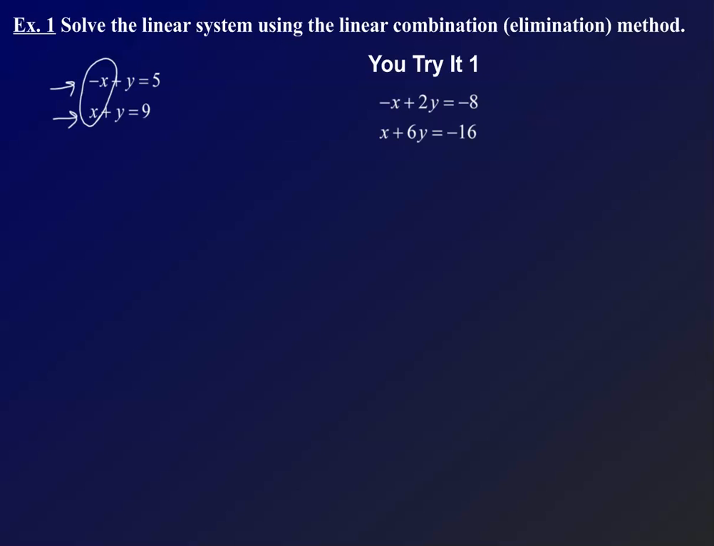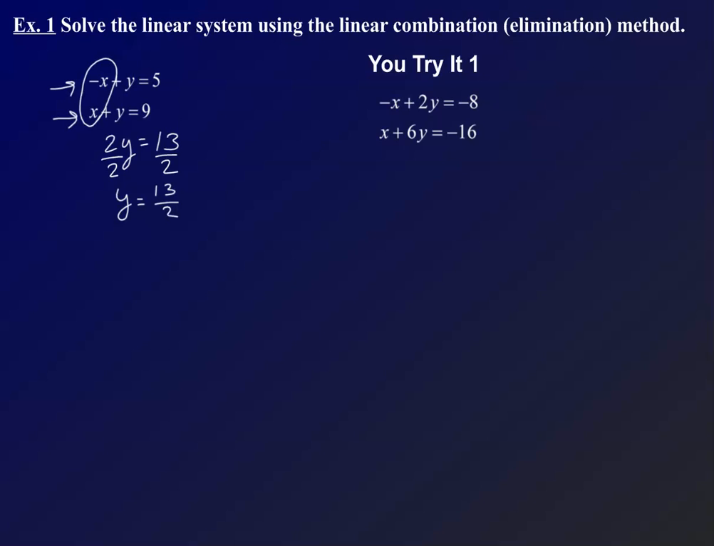So we'll go ahead and add these two equations. The x's cancel. Y plus y is 2y. 5 plus 9 is 13. And then we want to go ahead and solve for y. To do that, we're going to divide both sides by 2 to get rid of the 2 in the front of the y. We get 13 over 2.